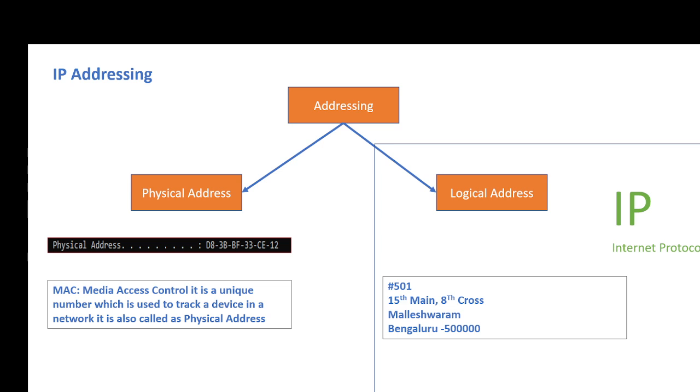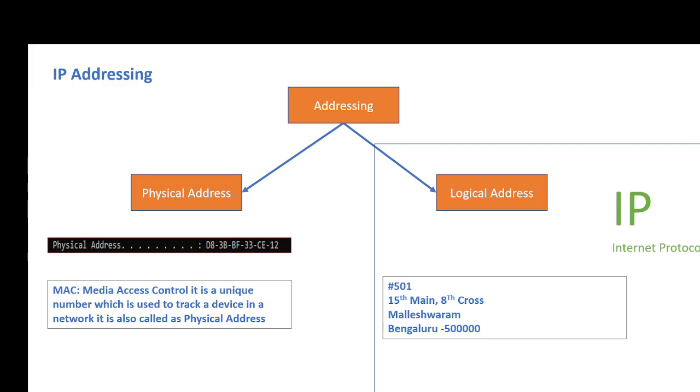The physical address is the address given to the physical hardware of your computer. That address will never ever change during the lifetime of the computer. When the manufacturer makes a computer, a laptop or a desktop, that computer will have an address. That is called the physical address, and we also call it the MAC address. MAC stands for media access control address.